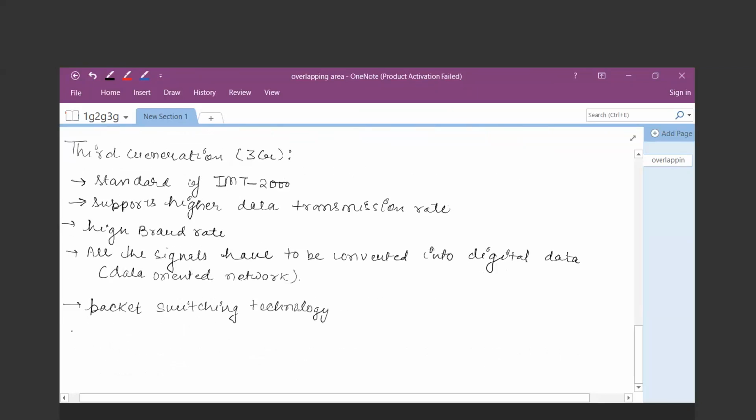And it offers various services, because 2G offers just SMS services and voice transmission, and multimedia services were limited. But the 3G system offers a variety of services: email, messages, video conferencing, video calls, multimedia gaming, and some location based services like GPS.